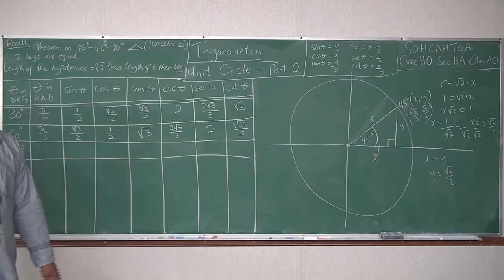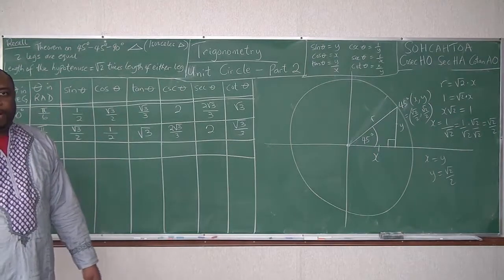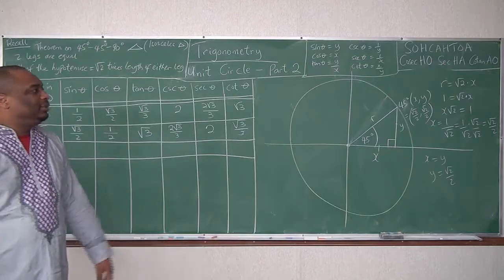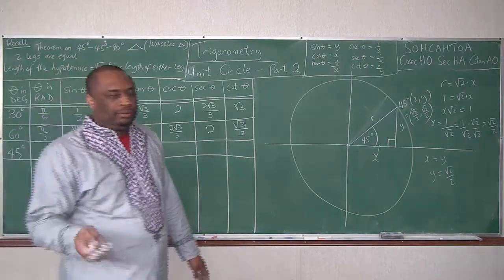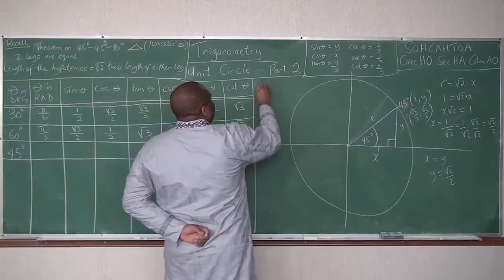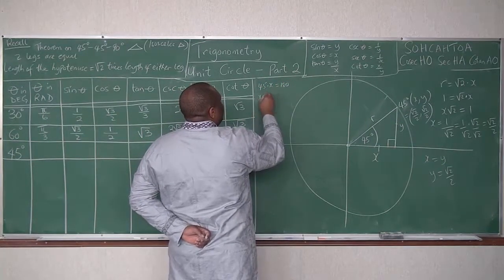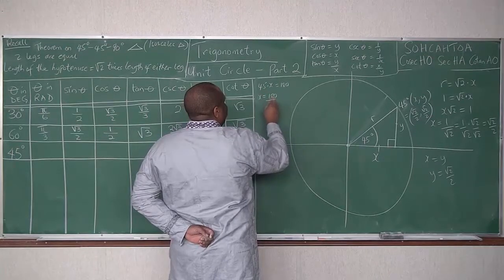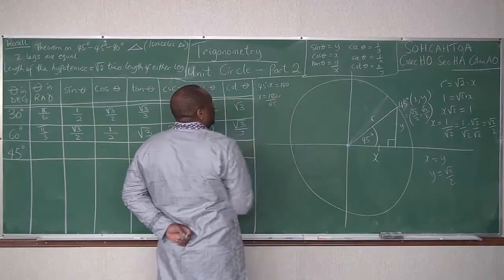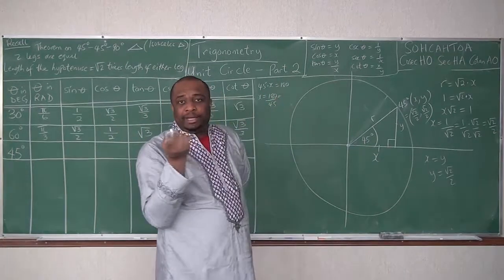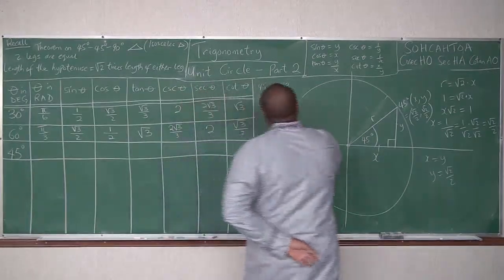What will you do to 180 to give you 45? That's the thing you will now ask yourself. How will you do that? Let's say 45 times x equals 180. How about we do this? So x will be 180 over 45, which is, of course, 180 is pi. You know that 180 is pi. But let's go ahead and do this.